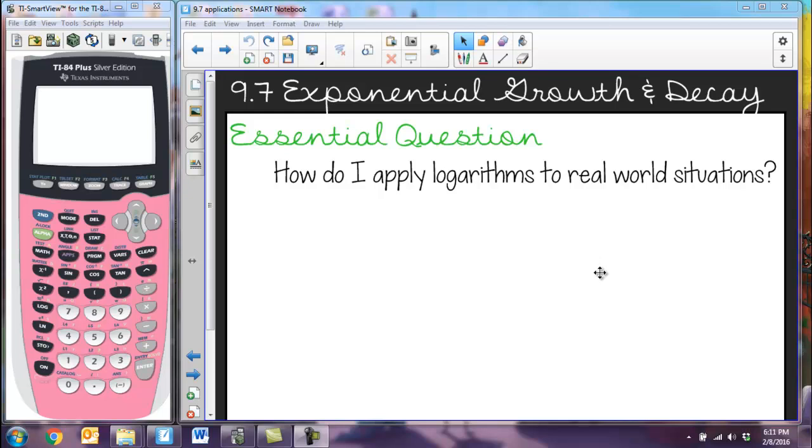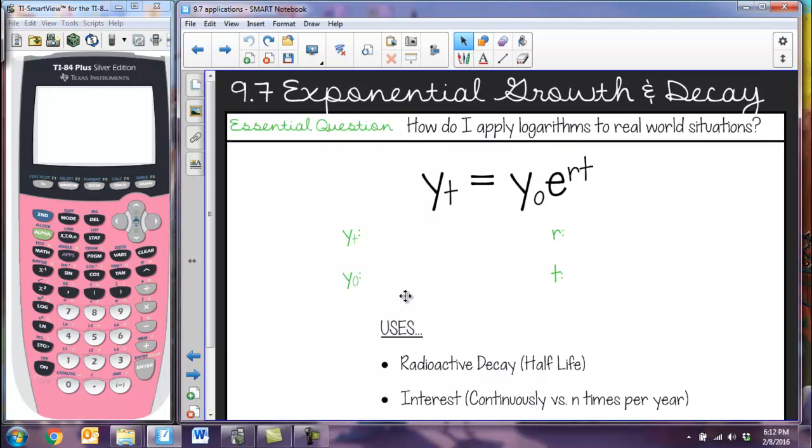Hey guys, today we're going to do some of the application problems that come with exponential growth and decay. So our question today is, how do I apply logarithms to real-world situations? Okay, the first thing that you need to know is this formula. The formula y sub t equals y sub 0 times e to the rt.